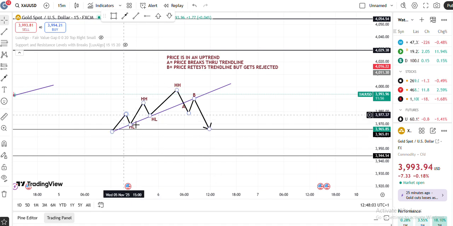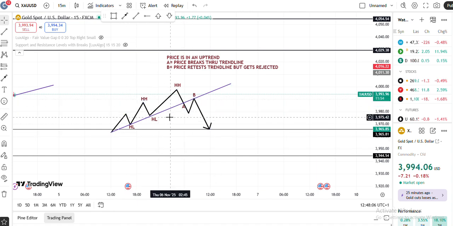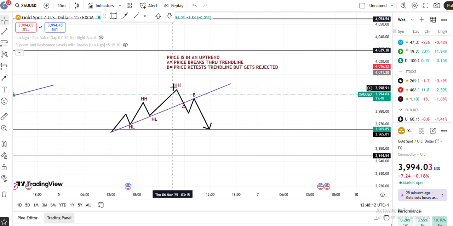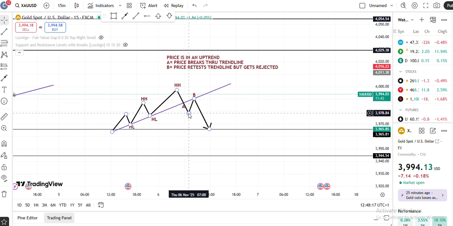Now, we're in an uptrend, okay? And so that means if you're taking a buy here, you'd have made profit. A buy here, you'd have made profit. Now, price broke through the line.